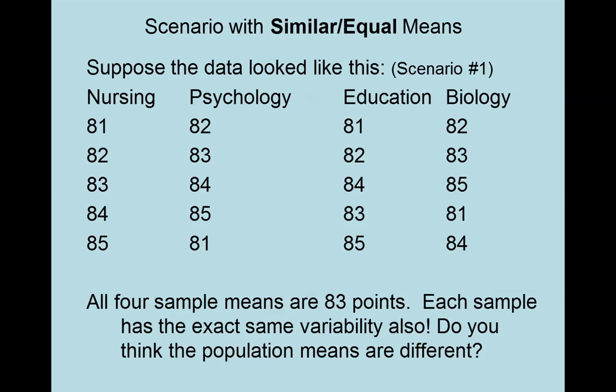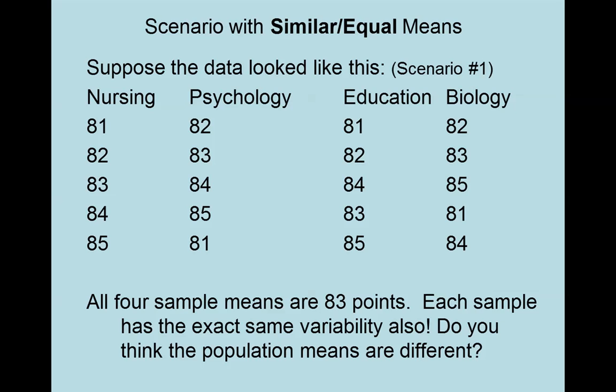So we're going to look at some different scenarios where sometimes it's obvious, sometimes it's not, whether there are differences or not. So suppose in scenario 1 here, the data looked like the following. So for the nursing students, the 5 grades were 81, 82, 83, 84, and 85. Now, if you're very careful in looking at each of the other columns, psychology, education, and biology, you will notice that the numbers 81 to 85 are all there. Just like in the first column, they're just in a different order.